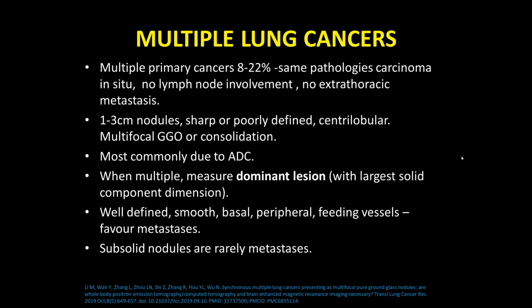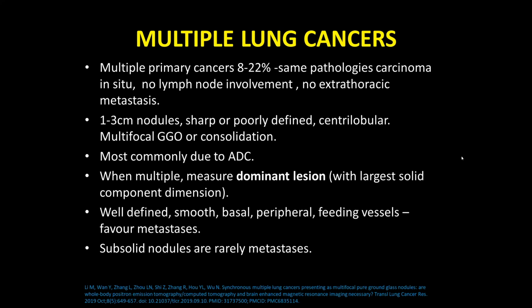Like, can one be a squamous cell and one be an adeno, if possible? But a lot of times, no, you can't. So when they are multiple, you measure the dominant lesion. That is the biggest lesion. There may be two lesions, one lesion big, but it may contain more ground glass. You are not to consider that as a dominant lesion. The lesion with the largest solid component. Okay, now that only you should measure and consider it as dominant lesion.